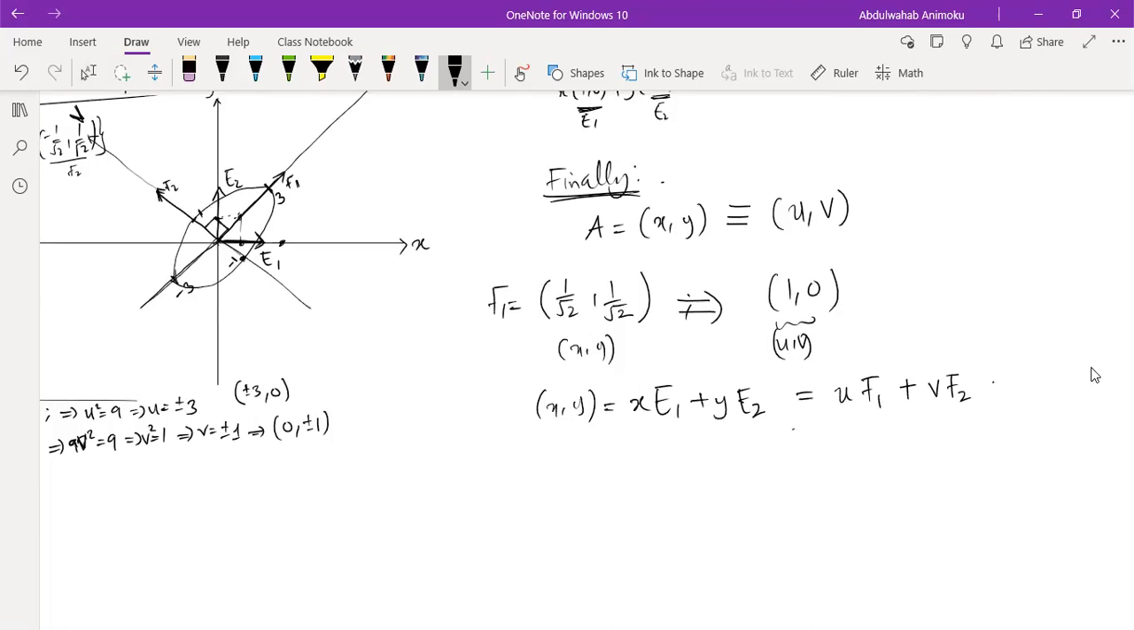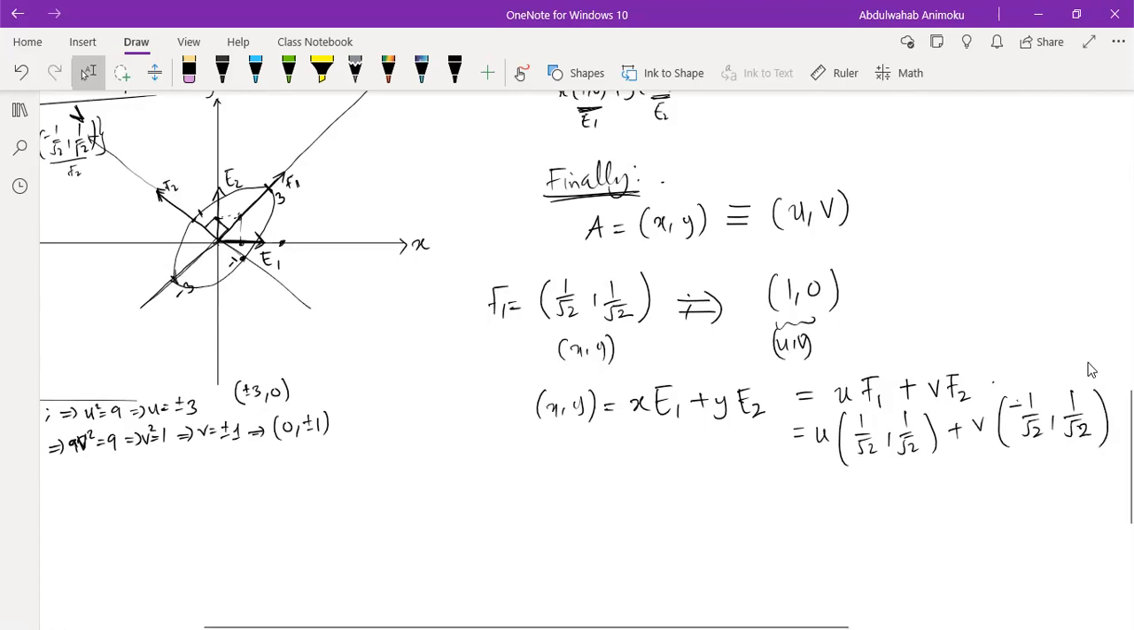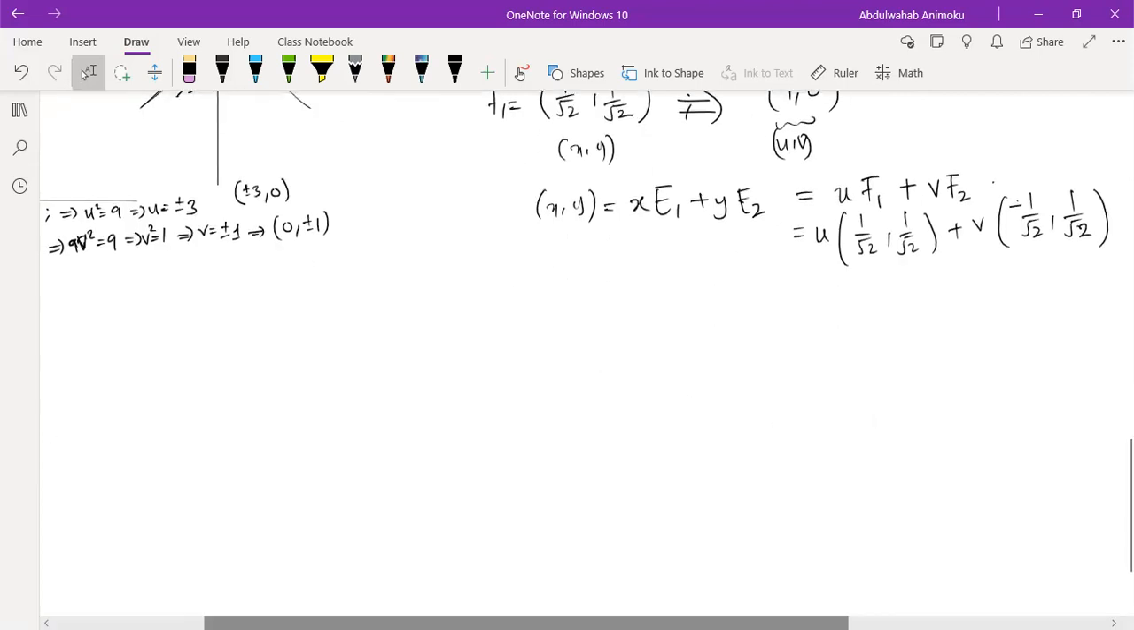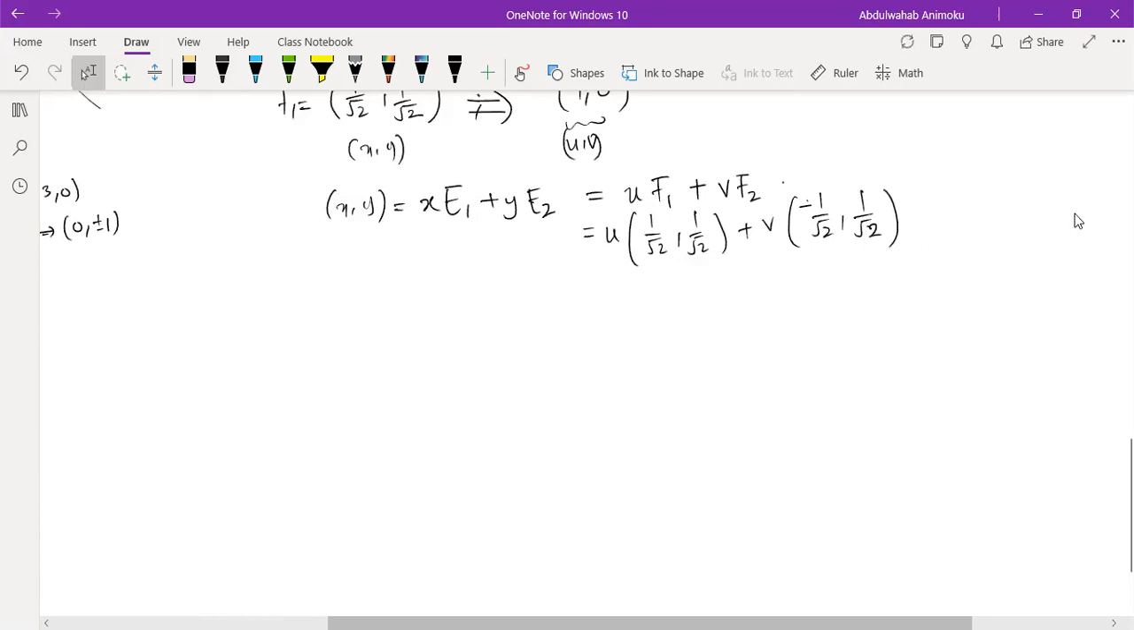Now, all we need to do is to simplify the right-hand side in such a way that we can compare it to the left-hand side. So how do we simplify that? What is F1? It is 1 over root 2, 1 over root 2. What is F2? Minus 1 over root 2, 1 over root 2. Okay, good. So let's focus here on this place a little bit.